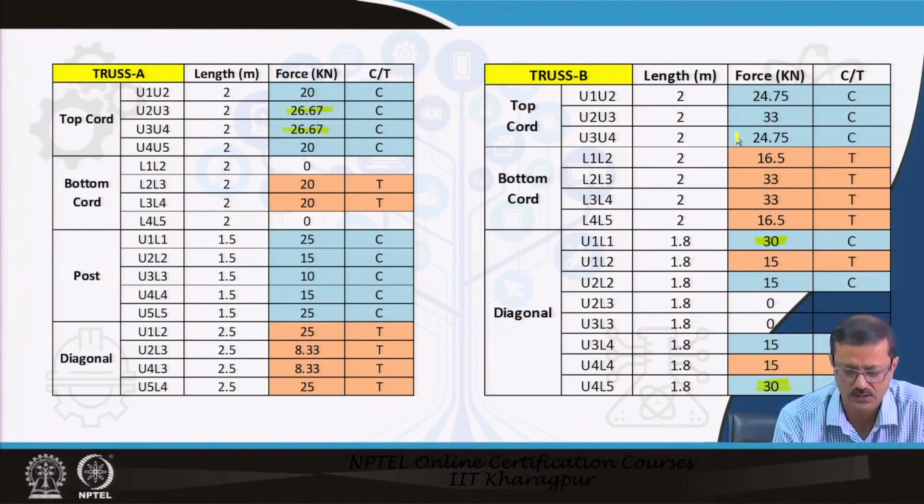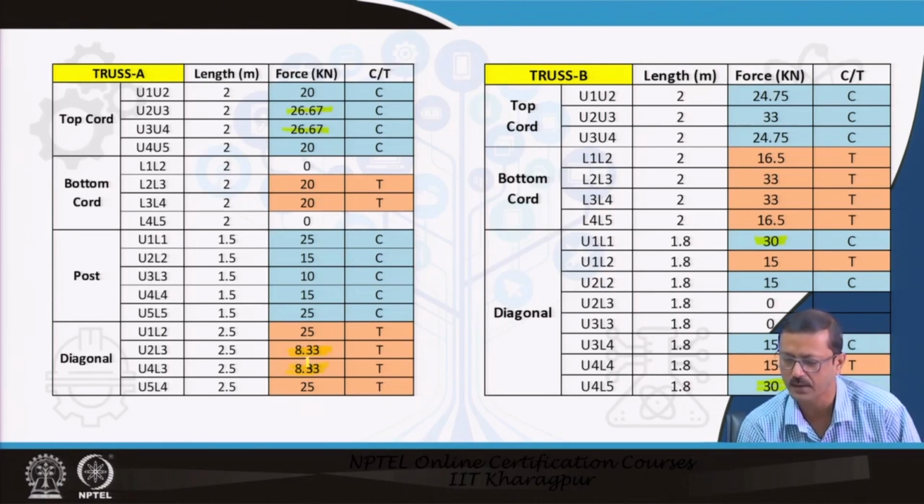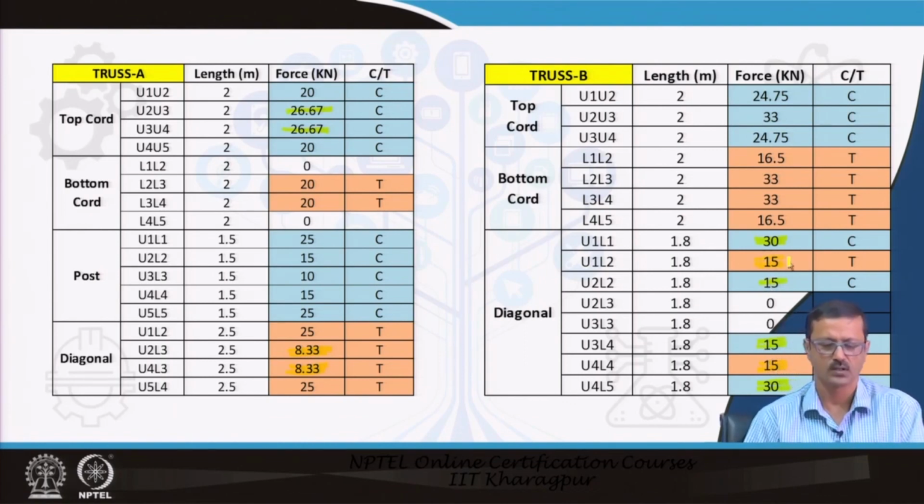Lowest force 0 is of course the lowest, but other than that 0, this is 8.33, and here it is 16, here it is a little bit high 15, here 15 is the lowest. So, it has a high variation, but this particular truss B is a bit compact. Other than that there is nothing short of changes.